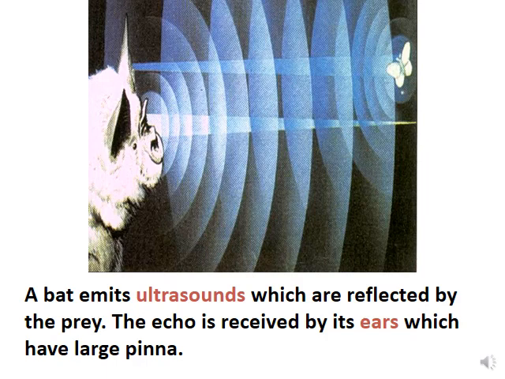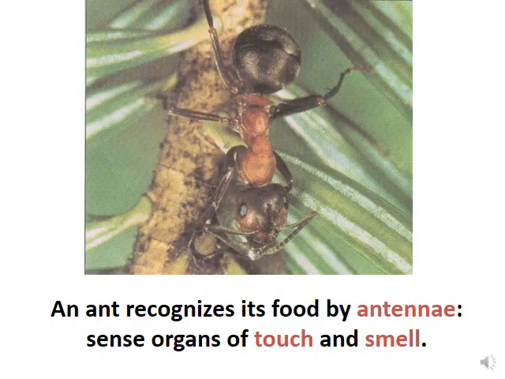Also, a bat emits ultrasounds which are reflected by the prey. Then the echo is received by the ears of the bat, which have large [pinnae]. The ant recognizes its food by a special organ which is called the antenna. Antennae are sense organs of touch and smelling. They use it for touching and for smelling.